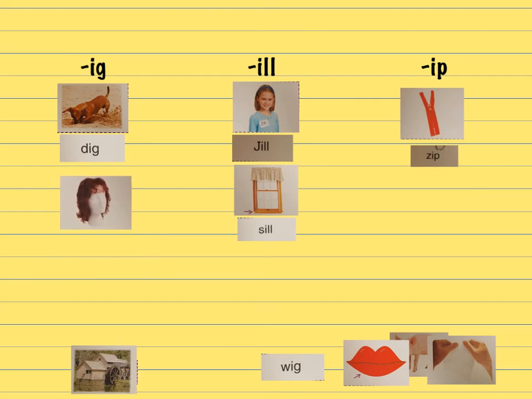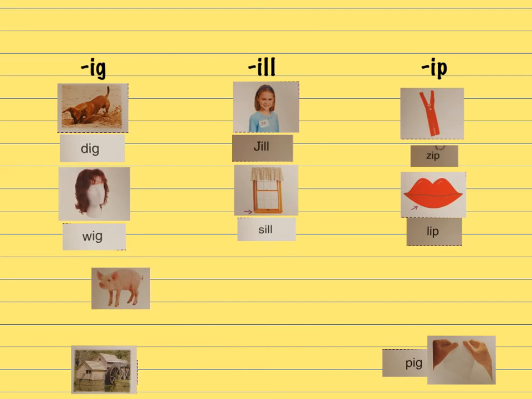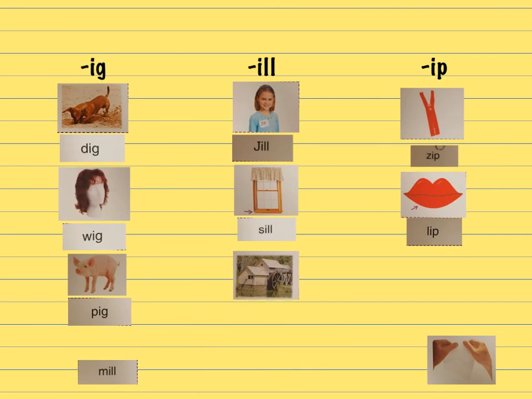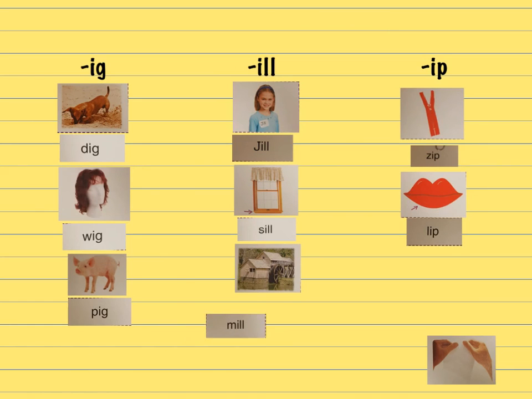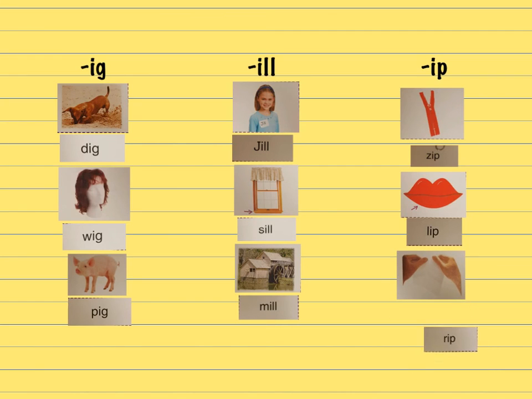Wig, I hear the ig, so it goes in the IG group. Lip, I hear the ip, so it goes in the IP family. Pig, I hear the ig, so it goes in the IG family. Mill, I hear ill, so it goes in the ILL family. And last is rip, I hear the ip, so it goes in the IP family.